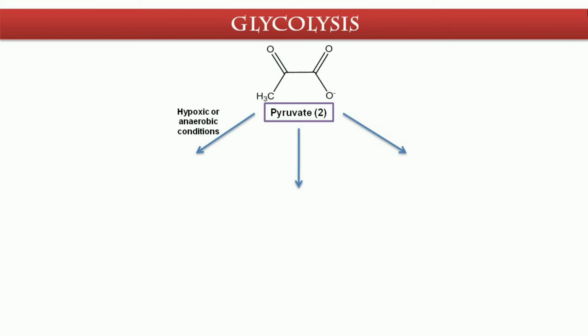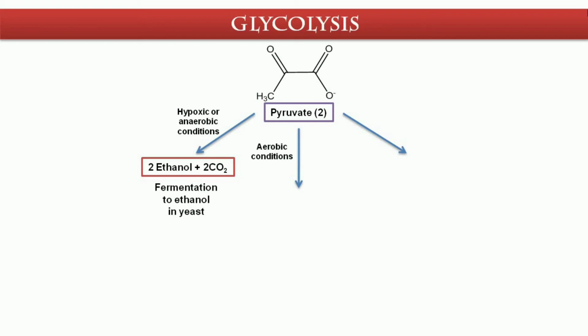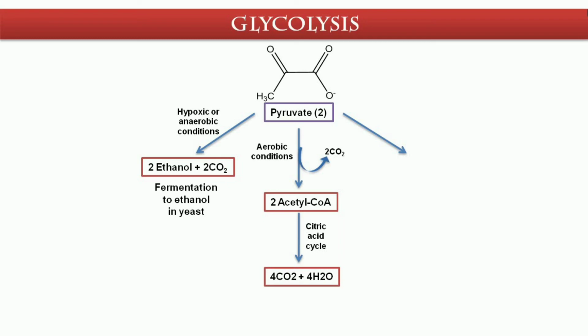So first of all, in hypoxic or anaerobic conditions, the pyruvate is converted into 2 ethanol plus 2 carbon dioxide, which is fermentation to ethanol in yeast. Then in aerobic conditions, 2 molecules of carbon dioxide are released to form 2 acetyl CoA, which further in the citric acid cycle helps to form 4 CO2 and 4 H2O. These occur in animals, plants and many microbial cells under aerobic conditions.